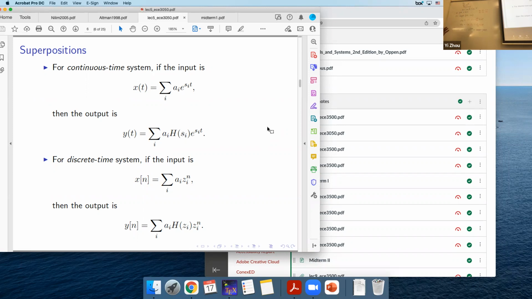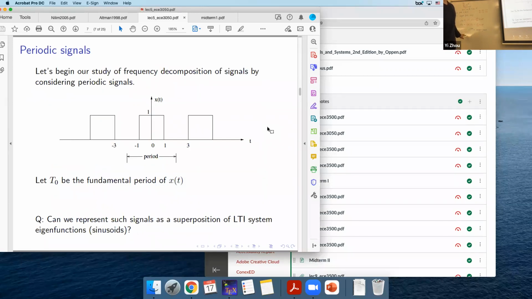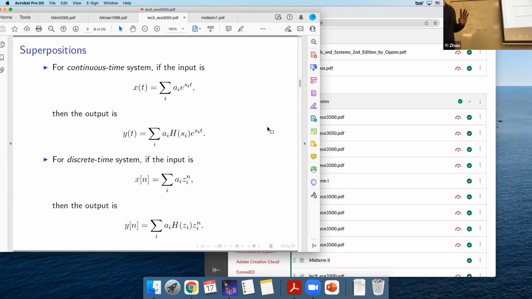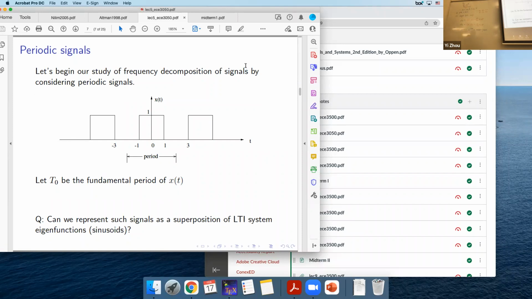Okay, so now let's go step by step. Our first goal is to look at simpler signals, right? Here we are trying to represent any arbitrary signal in terms of a linear combination of these eigensignals. First of all, we take a look at simple signals, which are periodic signals. Periodic signals are simple because even though the signals can last for an infinitely long time, since they are periodic, we only need to care about one period of the signal. So these signals have a simpler structure. The key question that we want to answer is, can we represent the class of periodic signals under these sinusoidal eigenfunctions?